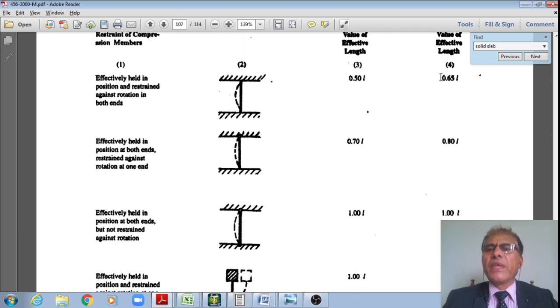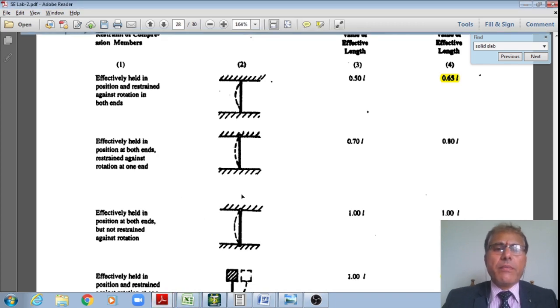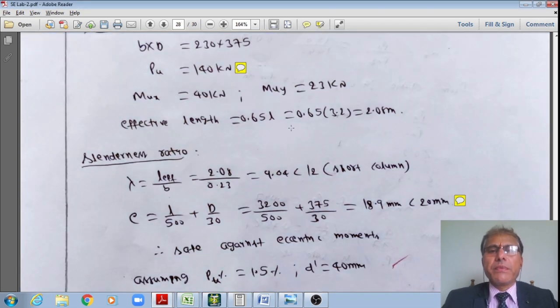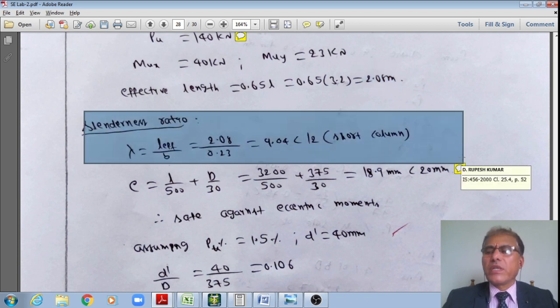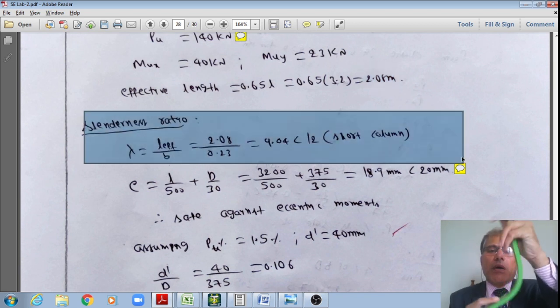Therefore I am taking this effective length for manual calculation as 0.65. I have just noted down that, hence that is my effective length from the code multiplied by L. Actual length is equal to 3.2 meter. Now I get 2.08. And so what is the slenderness ratio? Lambda is equal to L effective by B. Now I get 2080 divided by 230 mm. It is 9.04, which is less than 12. Therefore, it is a short column, not a long column.